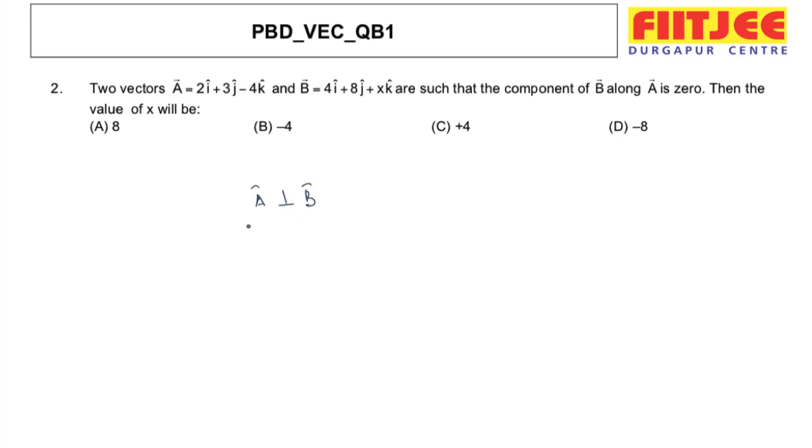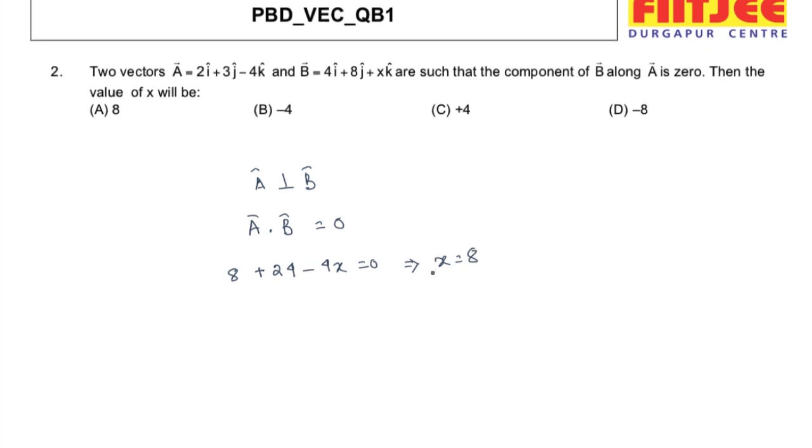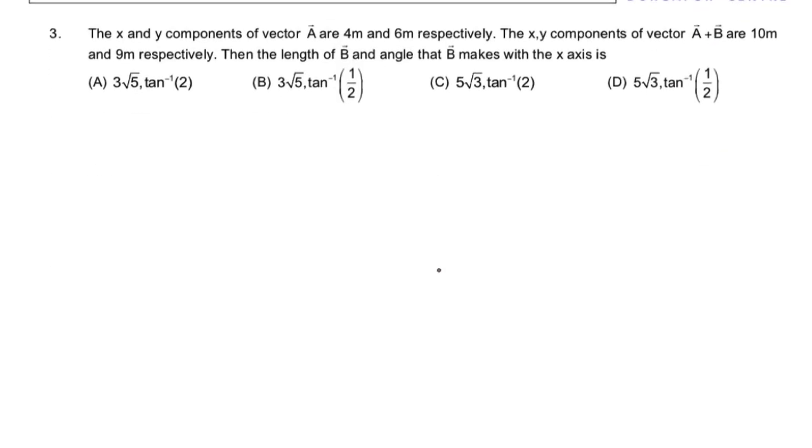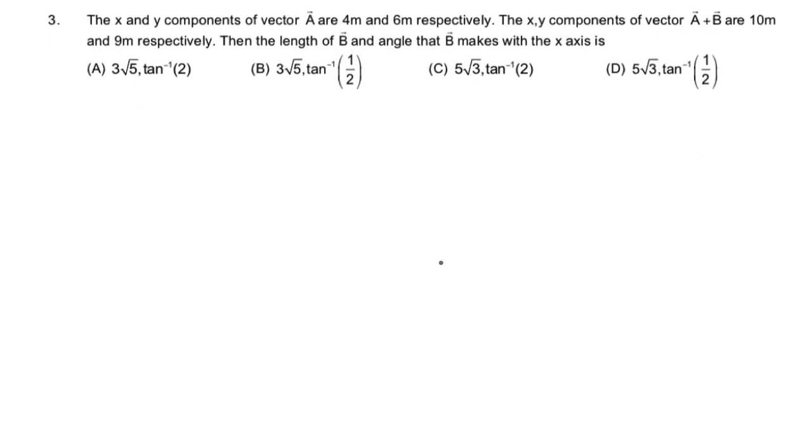So if two vectors are orthogonal, how do we check them? We can write that a dot b, their dot product, definitely is 0. If I make a dot product a dot b, then you can see 2 into 4 is 8, plus 3 into 8 is 24, minus 4 into x, minus 4x, is 0. From there we can say x is equal to 8. So option A will be your correct choice. It's a very simple question. Moving to the next question, number 3.